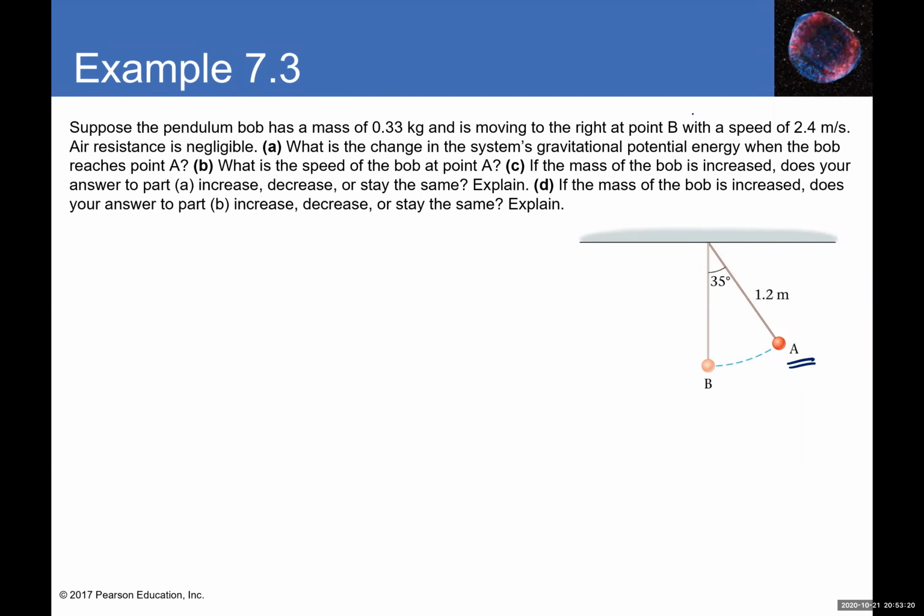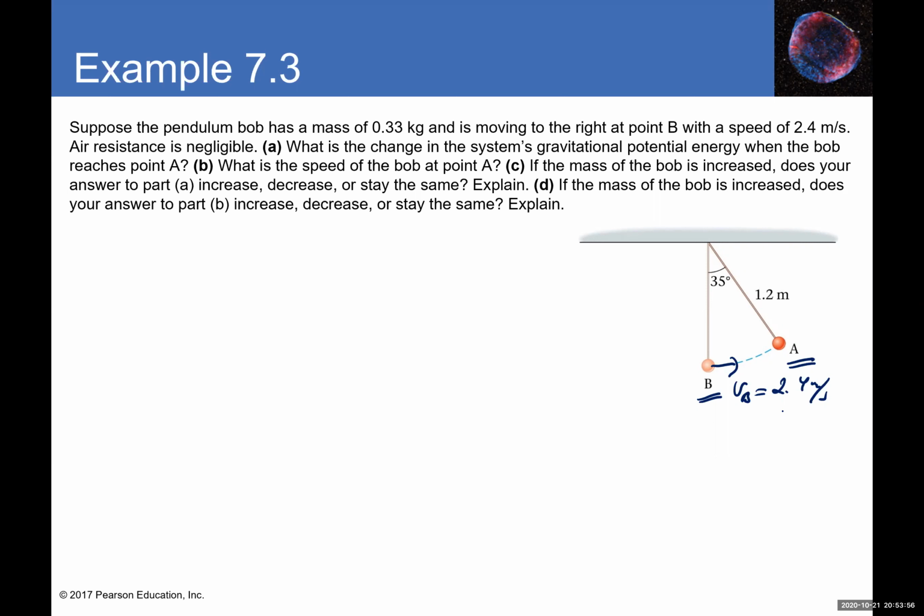So what actually happens here is we are looking at objects starting at point B with some initial speed of 2.4 meters per second. So technically, this is our speed at point B, and it's moving to the right. Then we take air resistance to be negligible, because in this case, air resistance would have been similar to a friction. So that means it's not a factor in this case.